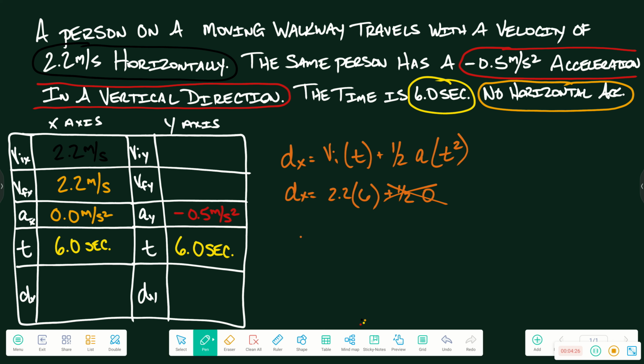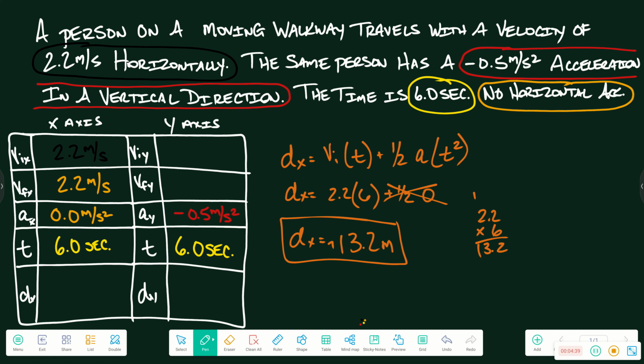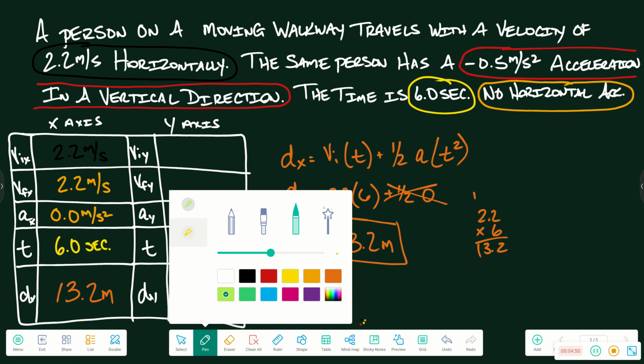And so your displacement of x is going to be 2.2 times 6, which is 13.2 meters. And it is a positive 13.2 meters. So your d of x is 13.2 meters. All right, so that's that.